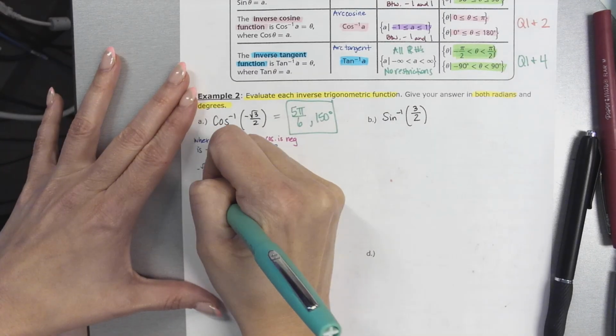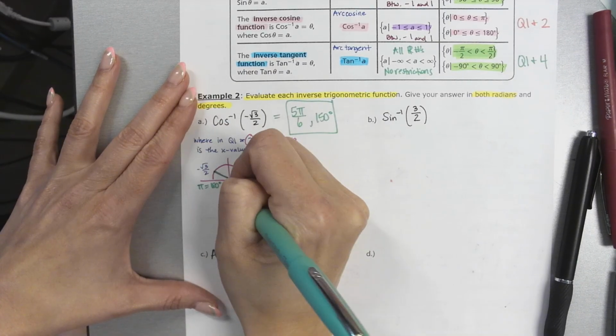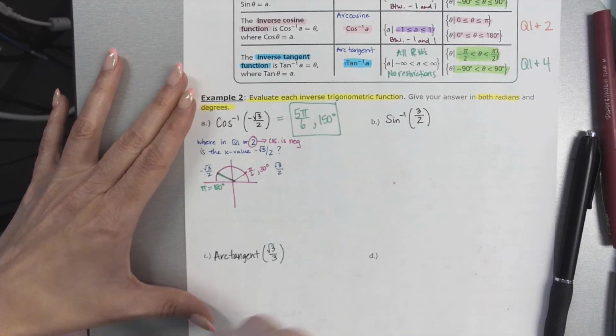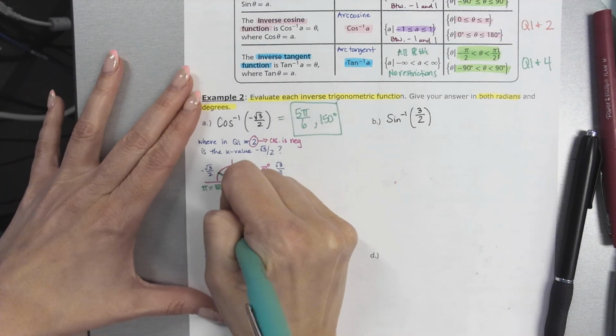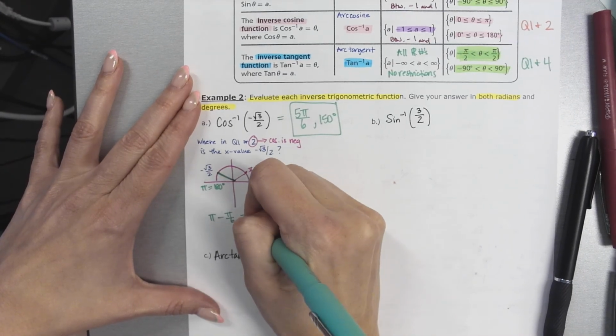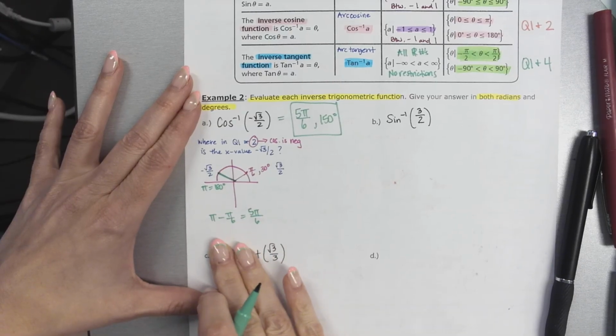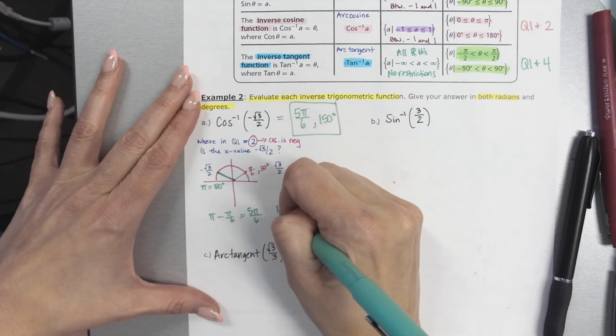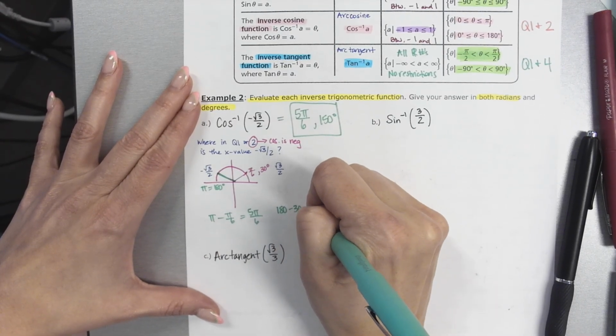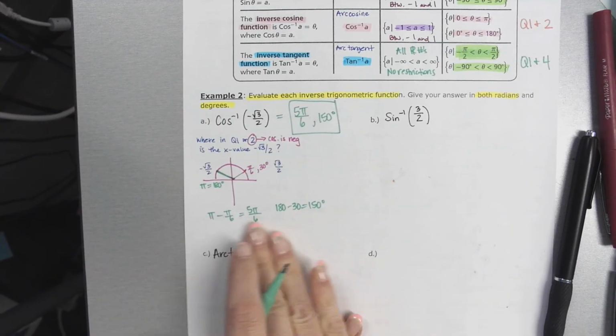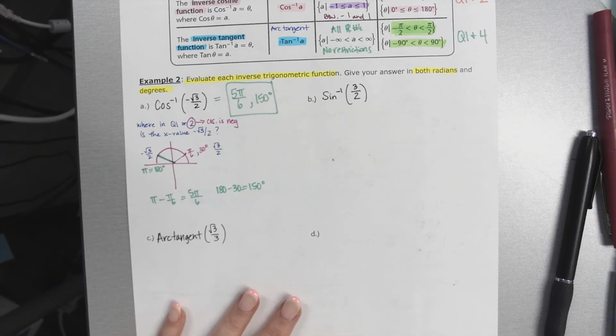Okay, and I always think of pi as 180. So you can think of it as pi minus pi over 6 to get 5 pi over 6. You can do that. You don't have to write this down. I'm just trying to help you make sense of where these are coming from. These are the calculations that you'll be doing.